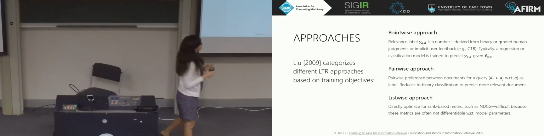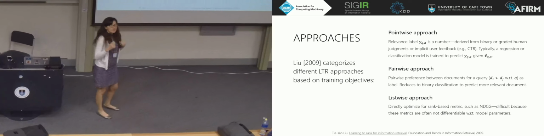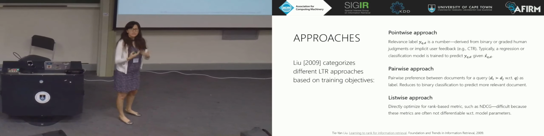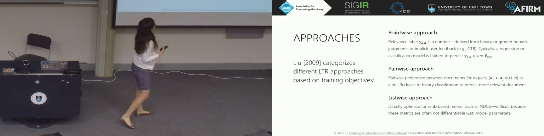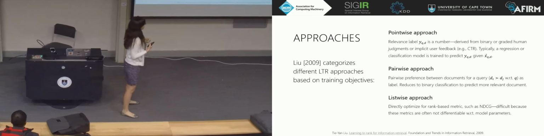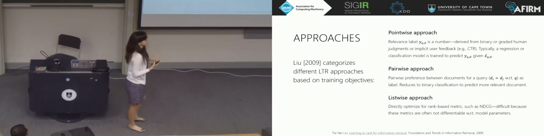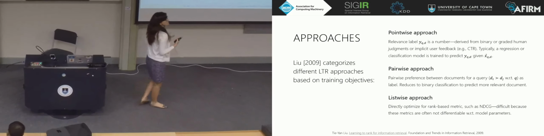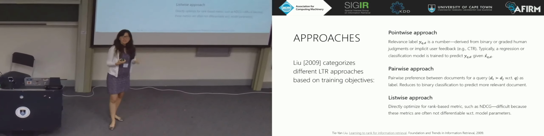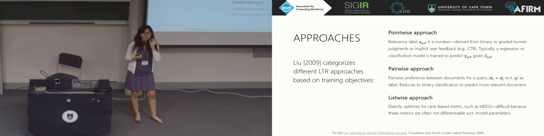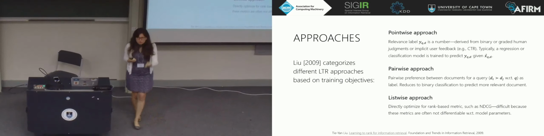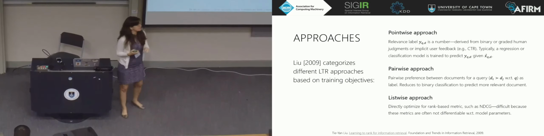So what is the point-wise approach? As I mentioned, in training time, when you are training a learning to rank algorithm, you would have a data set that contains the relevance label of the document with respect to the query that you have. And in the point-wise approach, you basically have a regression or a classification model that is trained to directly predict the relevance of the document with respect to the query. So directly point-wise, for each point or for each document, you are trying to predict its relevance.